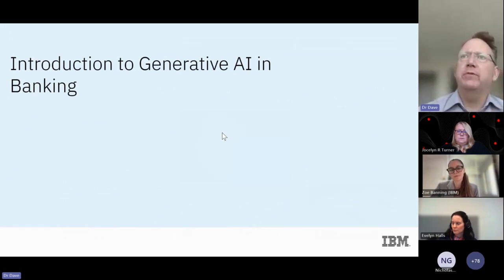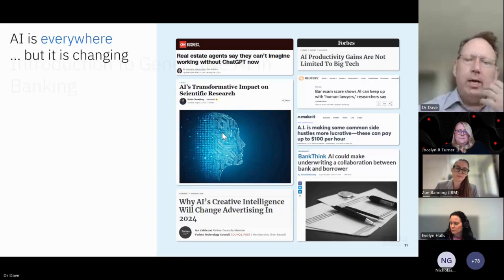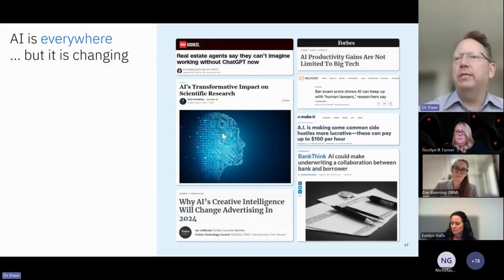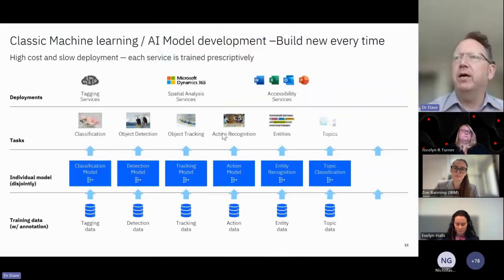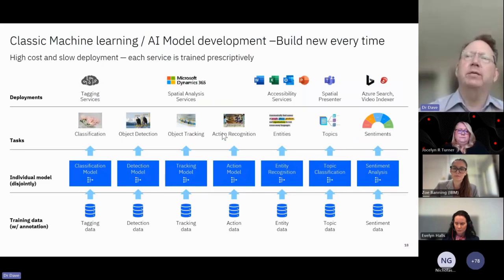Now let me talk a little bit about generative AI in banking. AI has been around a long time. A lot of the banks are doing a lot of work related to AI, and it's been in the news a lot, right? However, there is a fundamental change that has happened in terms of this concept of AI over the course of the last 12 to 18 months.